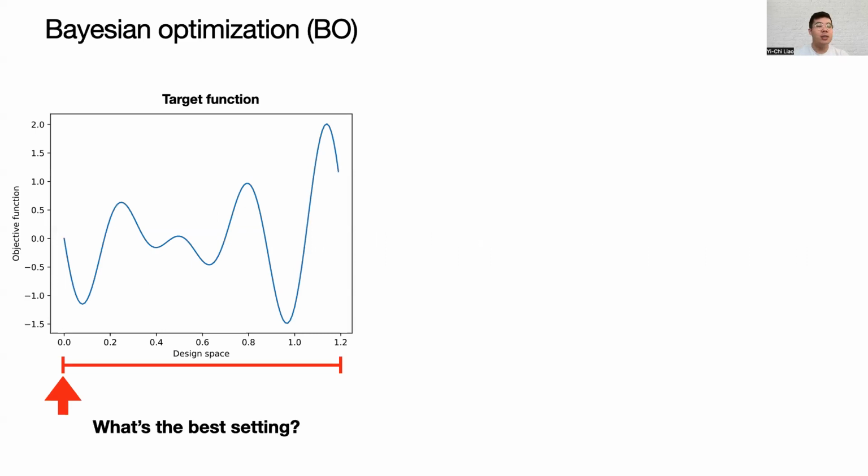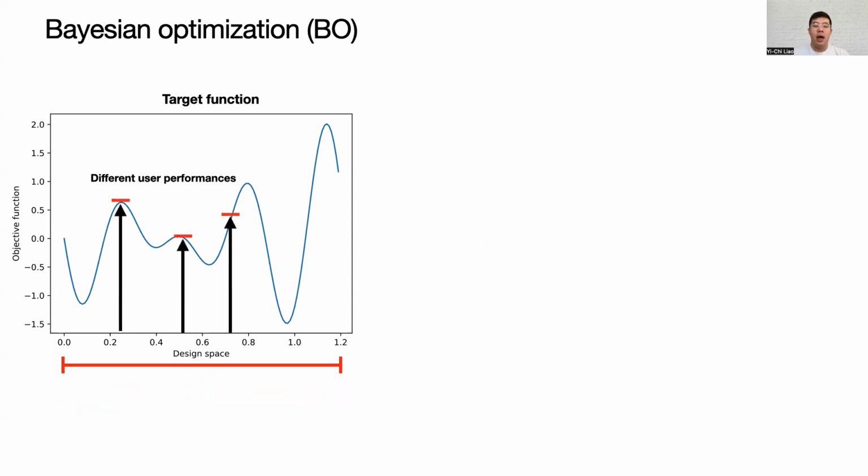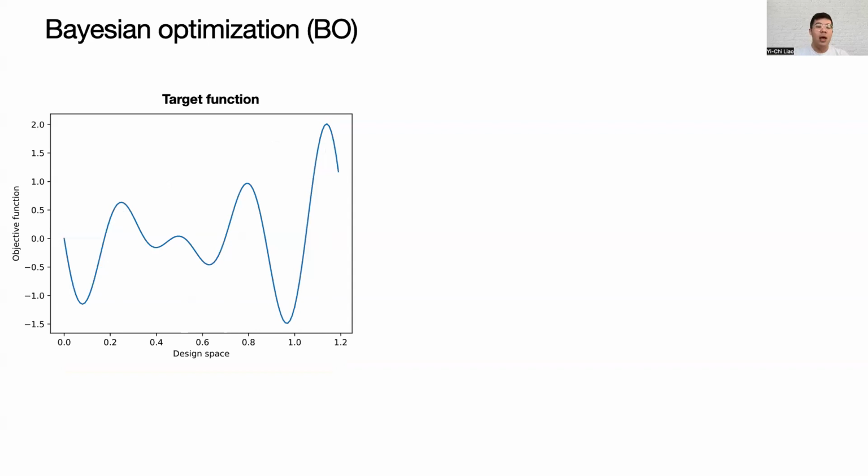Imagine we have a very simple design task. The designer simply needs to identify the best value of one parameter. Different parameter settings lead to various user performances. And the goal is to find the setting that leads to the highest objective value. And the designer can only acquire the user performances through a sequence of evaluations. Bayesian optimization is designed for such problems.